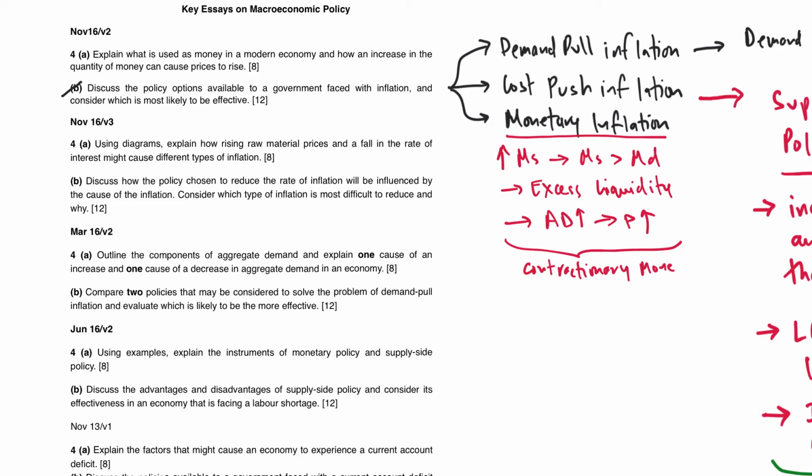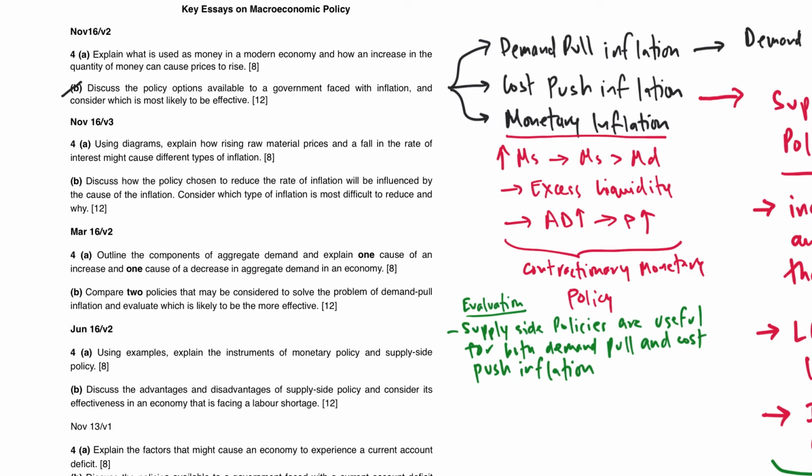Now let's look at the evaluation bit here. What they're saying in this question is which is most likely to be effective. So here we can write about a couple of things. First, we can say that if you want to fix demand side inflation, clearly do demand side policies. But if you want to solve cost push inflation, do supply side policies. Supply side policies, we can also say, are useful for both demand pull inflation and cost push inflation. So supply side policies have a far reaching impact when it comes to inflation.